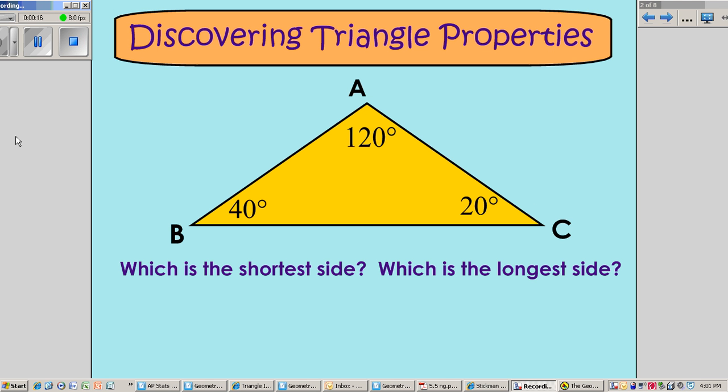To get us started, let's take a look at the situation. We have triangle ABC with the different angle measurements shown. And we want to be able to answer which is the shortest side and which is the longest side of this triangle. We can usually tell which one's going to be the smallest angle or the largest angle, but as far as sides are concerned, we really don't have measurements to go off of to determine this. What we can do is explore this to figure out the answer.